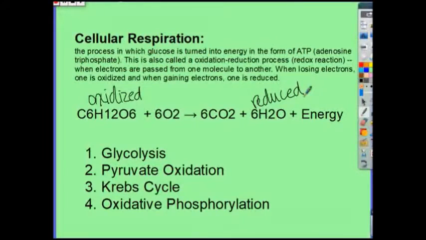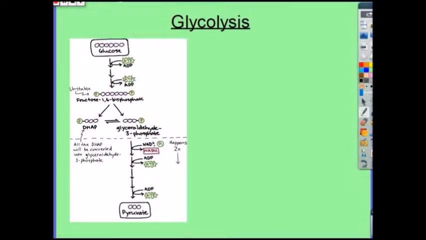There are four main stages in cellular respiration which we will touch base on: glycolysis, pyruvate oxidation, Krebs cycle, and oxidative phosphorylation, in that order.